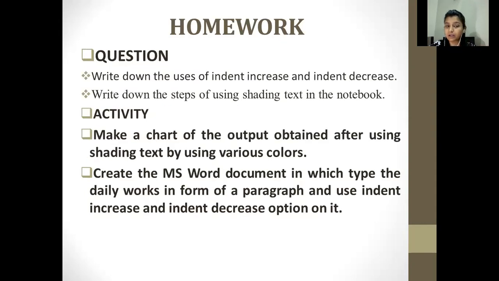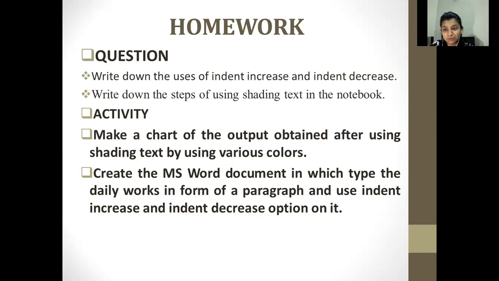So this is a homework in front of you. These are two questions you would be writing in the notebook. What are the uses of indent increase and indent decrease? You would be writing the steps of using shading text in your notebooks. Then you would be making a chart of the output which would be obtained after using shading text.